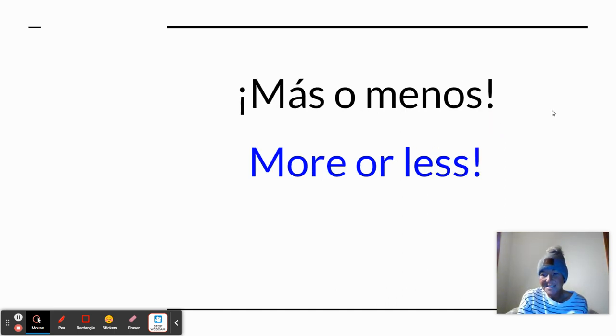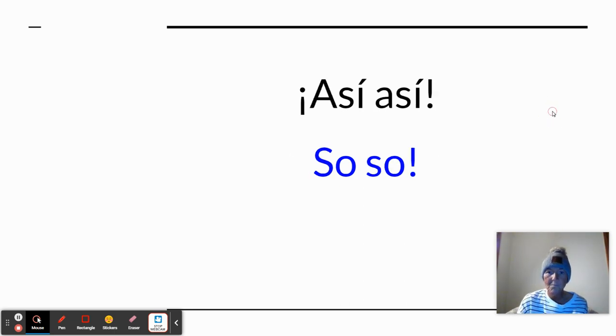Another way you can answer the question, ¿Cómo estás? Is más o menos, more or less. Not good, not bad. Another way is así, así. Así, así means so-so. Again, not good, not bad, just kind of okay.